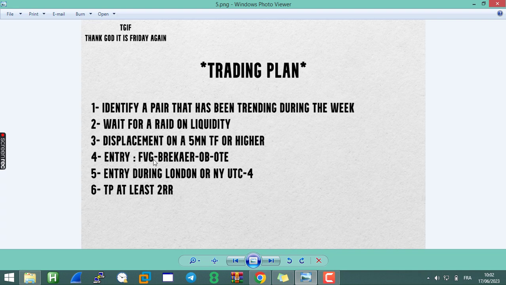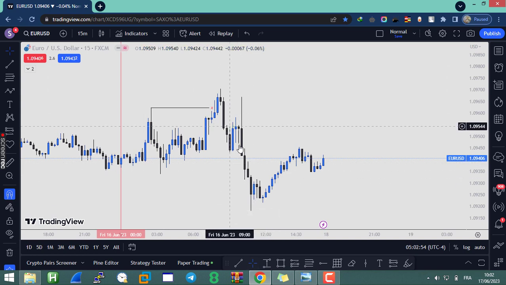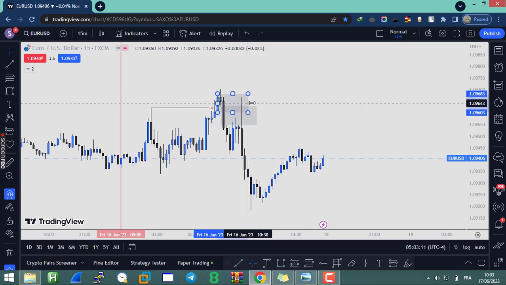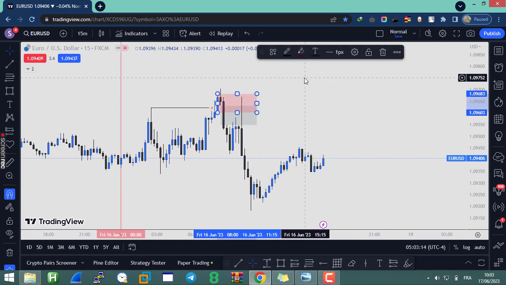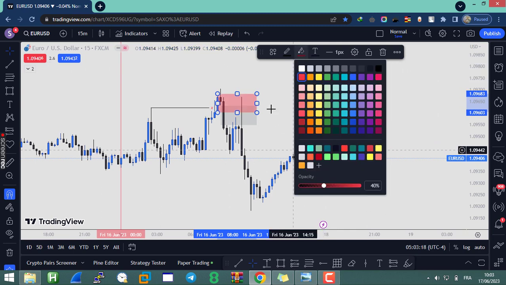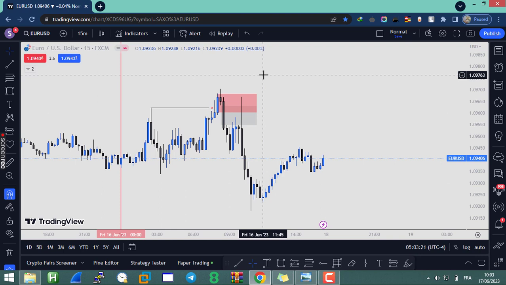For the entry you can enter on a fair value gap, breaker, order block, or optimal trade entry. So you see here that we have this fair value gap. You want to enter from this fair value gap right here. Once price touches, you can take the sell, or you can enter from this high probability order block right here. And guys, I'm going to share with you a video next time to talk about high probability order blocks and what makes an order block high probability. I'm going to show you a mechanical approach to identify those high probability order blocks. So you can enter either a fair value gap or an order block.